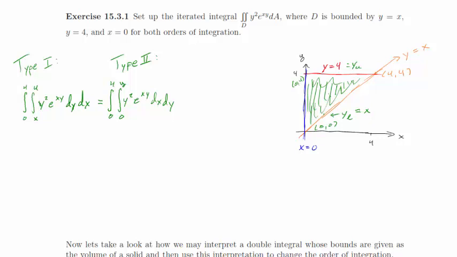And then this equals, if I switch the bounds now and I'm going in the x direction first, then my x lower equals 0, and my x upper equals y, because x equals y if I switch that around. So in the x direction we take the integral from 0 to y of y squared e to the xy, and then we take the integral from 0 to 4 in the y direction of what we get there. And that's my type 2 integral setup.